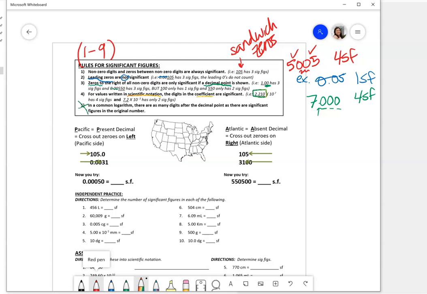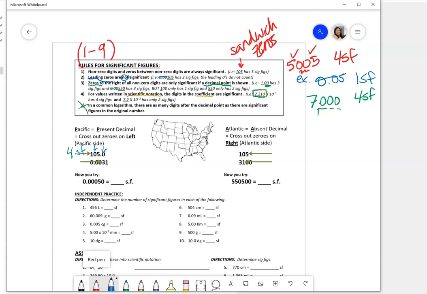Okay, so let's do some practice. So over here on the left side, 1.050, that has 4 significant figures. Let's write that SF. So why 4 significant figures? The 1 and the 5 count. The 0 counts because it's a sandwich 0, and this 0 counts because it's after the decimal place.